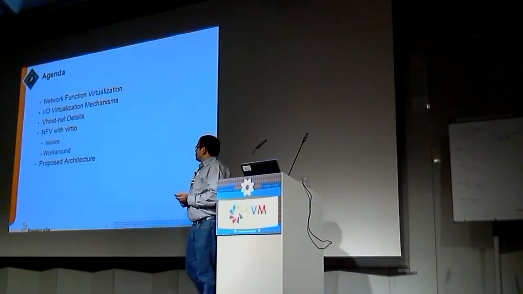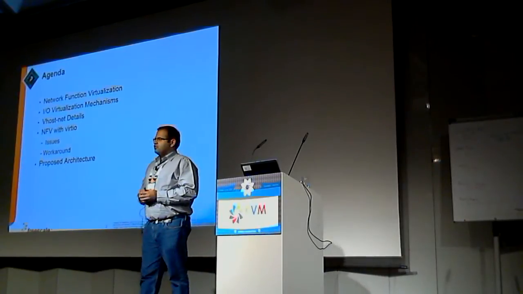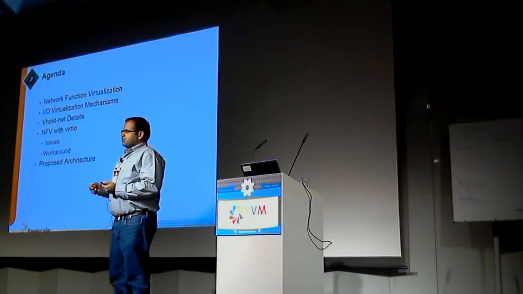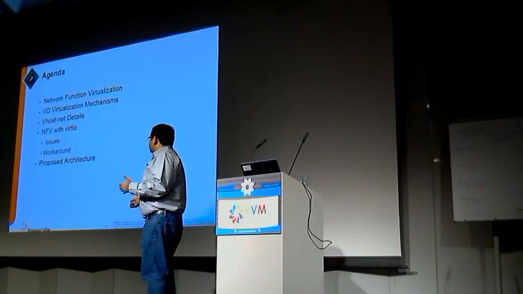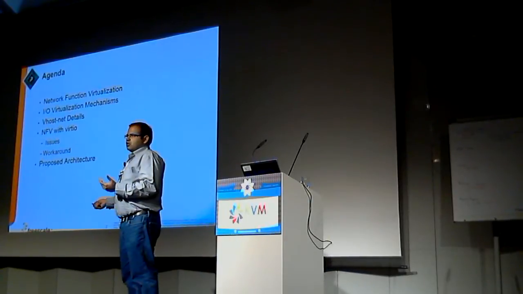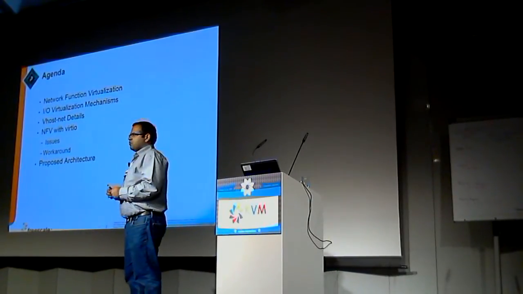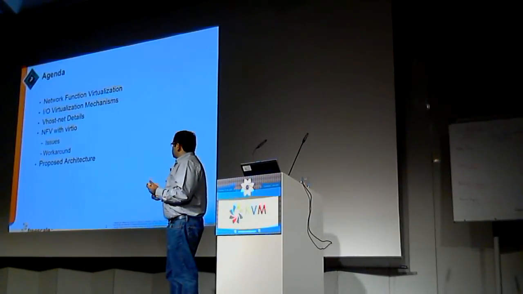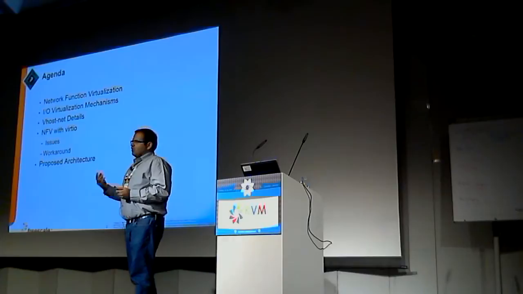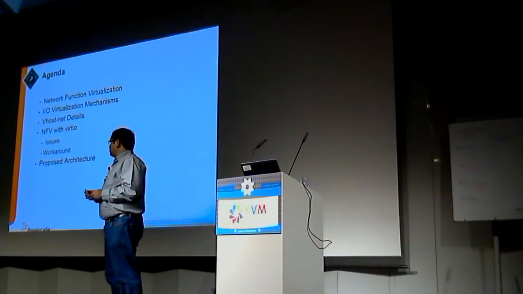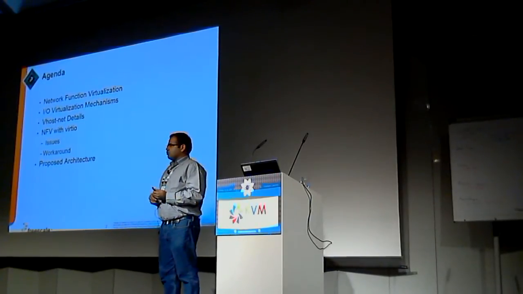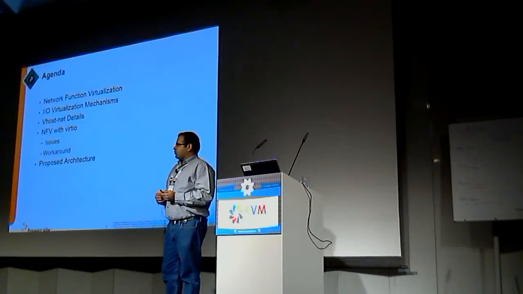We start by briefly talking about network function virtualization. After that, we look at IO virtualization mechanisms. And after that, we touch upon Vhost-net. This is the mechanism that we used in our particular test case where we ran an IP forwarding benchmark as a virtual machine. We'll look at what kind of issues we faced and what workaround we used for solving a functional issue, and also for trying to improve the performance for that benchmark. Finally, we touch upon an architecture that we would like to propose to improve this performance, which is based on using hardware acceleration.